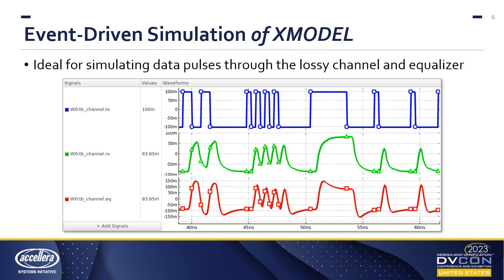The event-driven algorithm of XModel is ideal for simulating the data pulses propagating through the lossy channel and equalizer. The waveforms on this slide illustrate that XModel is capable of simulating accurate analog waveforms while triggering the events only when the input has events. This makes XModel much faster than real number model, which has to trigger far more events to achieve the same level of accuracy.